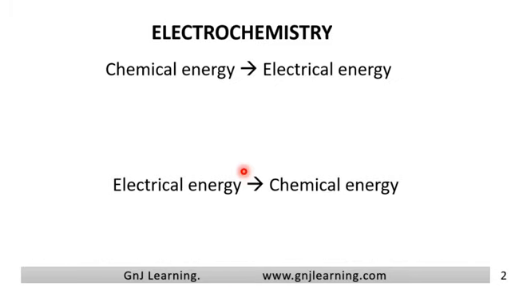What is electrochemistry? Electrochemistry deals with the interconversion of two types of energy: chemical energy into electrical energy and electrical energy into chemical energy. So there are two types of conversions. Chemical energy can be converted into electrical energy and electrical energy can be converted into chemical energy.